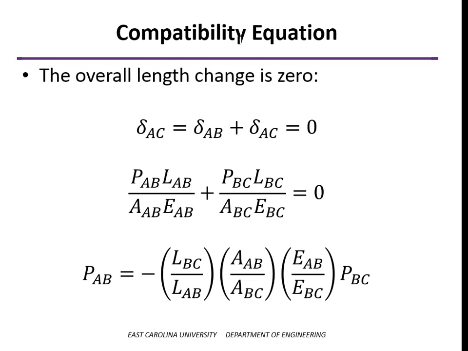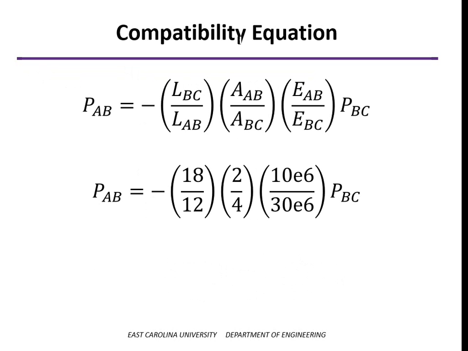And so we can write those as ratios. The lengths, the areas, and the modulus of elasticity, those ratios will define the ratio between PAB and PBC. You can see the negative sign here as well because we know that one of them is going to be in tension and one of them will be in compression. So plugging in the actual numbers here, we find that PAB is minus 1/4 of PBC.